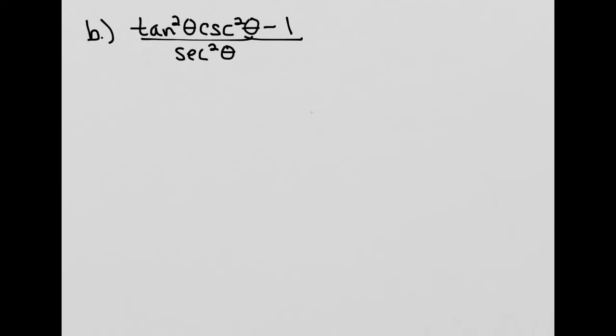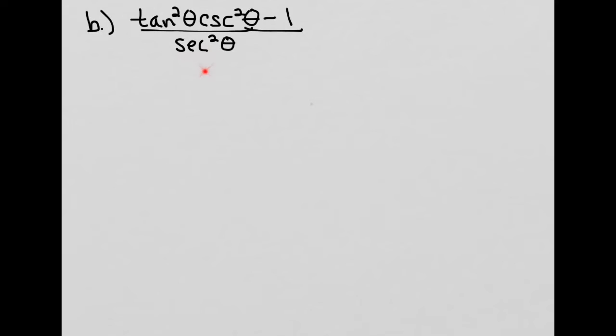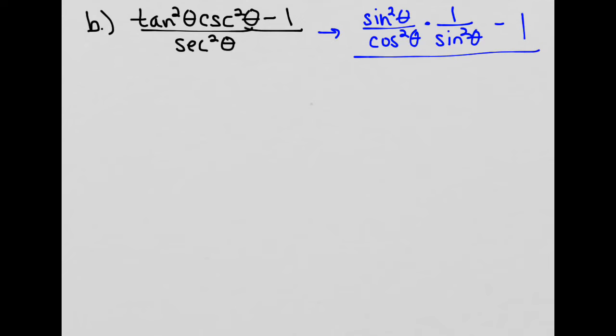All right, let's look at another one. To simplify this, again, a good thing to do would be to rewrite these in terms of sines and cosines. Tangent is sine over cosine, so I'll rewrite tangent squared as sine squared over cosine squared. Cosecant is 1 over sine, so I'll write that as 1 over sine squared minus 1. Secant squared is 1 over cosine squared. So again, I'm just rewriting these in terms of sines and cosines. You'll notice that sine squared over sine squared can cancel.